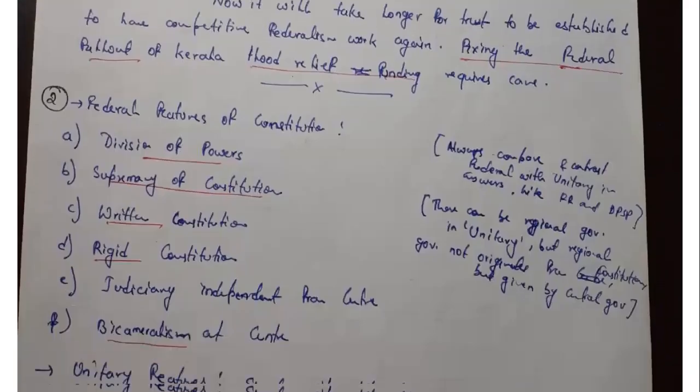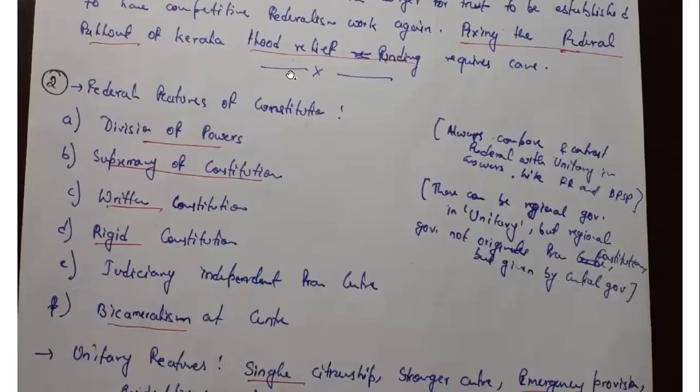Then we have talked about these federal features of the constitution, all these points we have discussed. And here, see what I've written. When you're comparing federal, compare it with unitary. Similarly, you can compare parliamentary, presidential, FR, DPSP, all these things you can do.